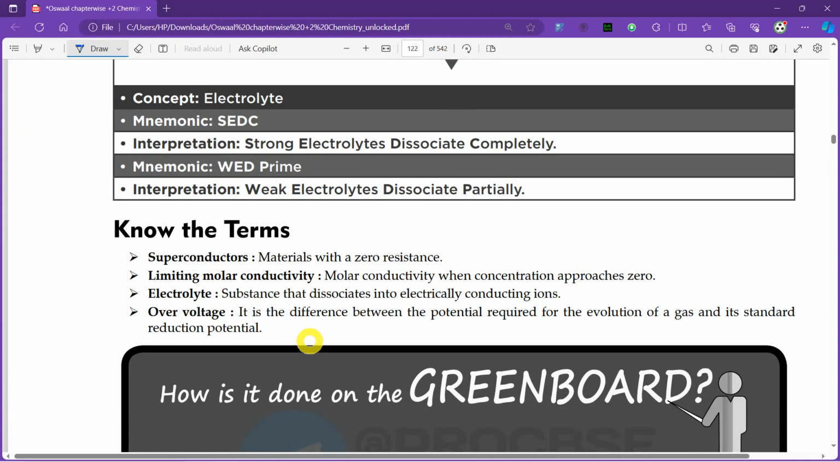And superconductors are materials with zero resistance. Limiting molar conductivity. What is limiting molar conductivity? When there is no conductivity, that is called the limiting molar conductivity. When the conductivity approaches zero at some concentration.